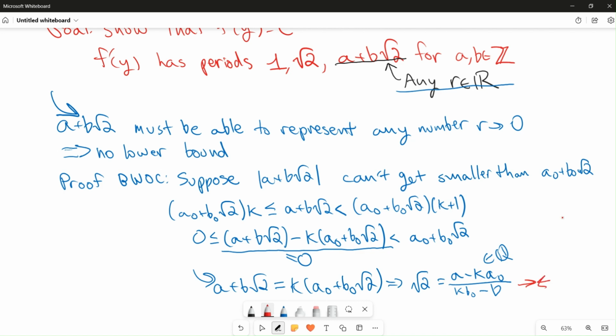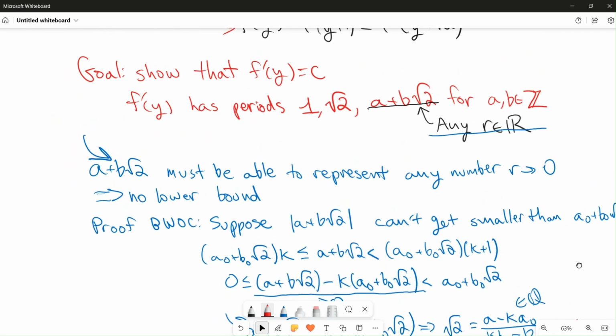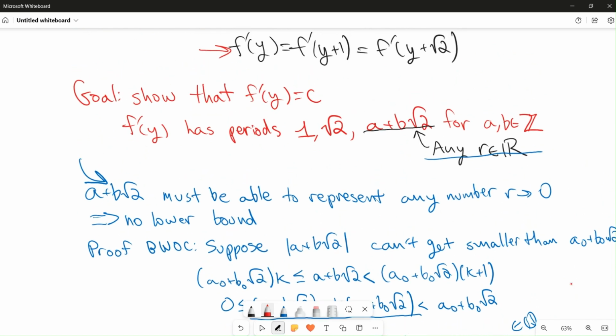Therefore, a plus b root 2 must be able to represent numbers as close to 0 as we want, and therefore it can represent any real number. So f prime of y has every real period, and therefore it is a constant. Therefore, f of y is linear, which we wanted to prove. So this is a pretty neat argument.